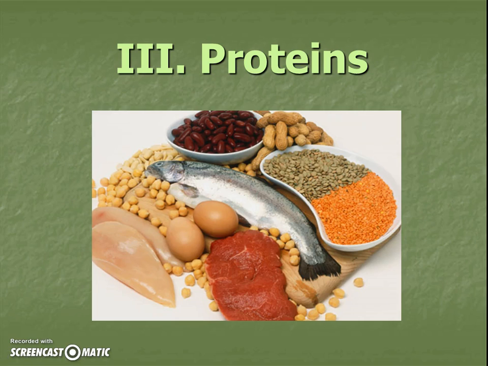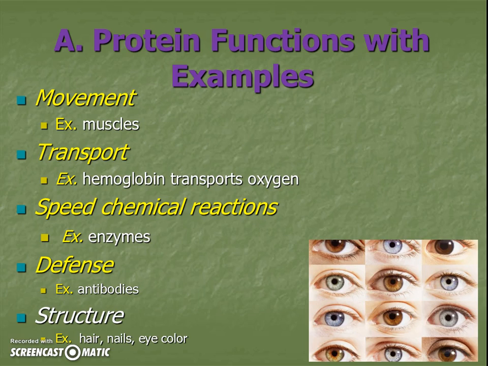Proteins. Lots of different things for proteins, okay? So we have movement, like our muscles as a function and an example. So we're going to have those on this one slide all combined. We also have transport, okay? Hemoglobin is in charge of transporting oxygen. That's an example of protein.